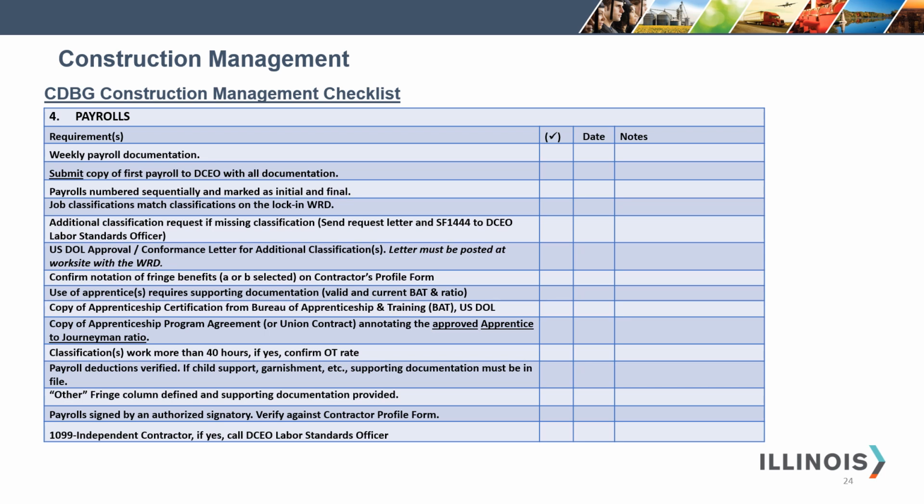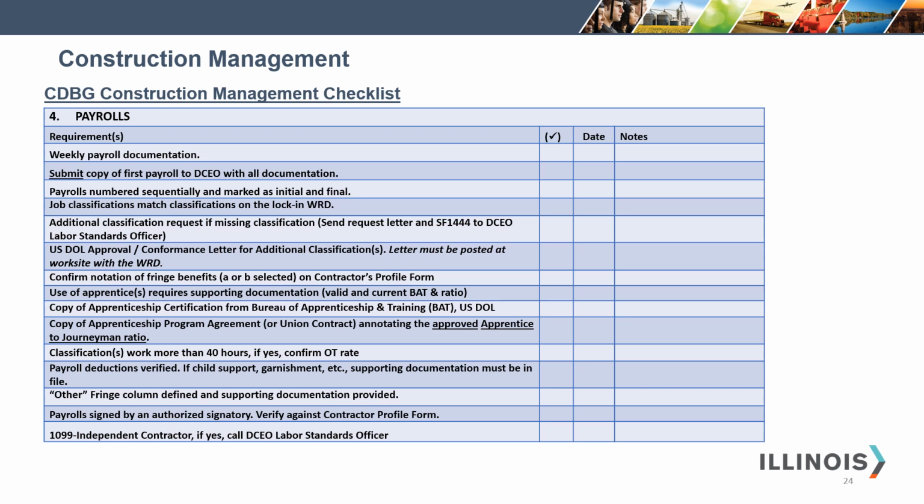Confirm the notation of fringe benefits A or B on your contractor's profile form. The use of apprentices requires supporting documentation and a valid and current bargaining agreement and the approved ratio for apprentice to journeyman. These documents must be included in your grant files.